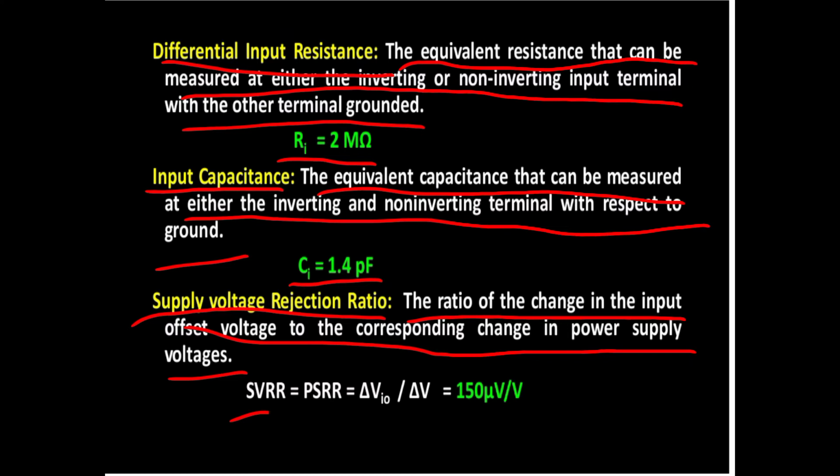Here SVRR means supply voltage rejection ratio, also known as power supply rejection ratio, that is PSRR equal to del Vio by del V. Here del Vio means change in input offset voltage, and del V means the change in power supply. It is approximately equal to 150 microvolts per volt.